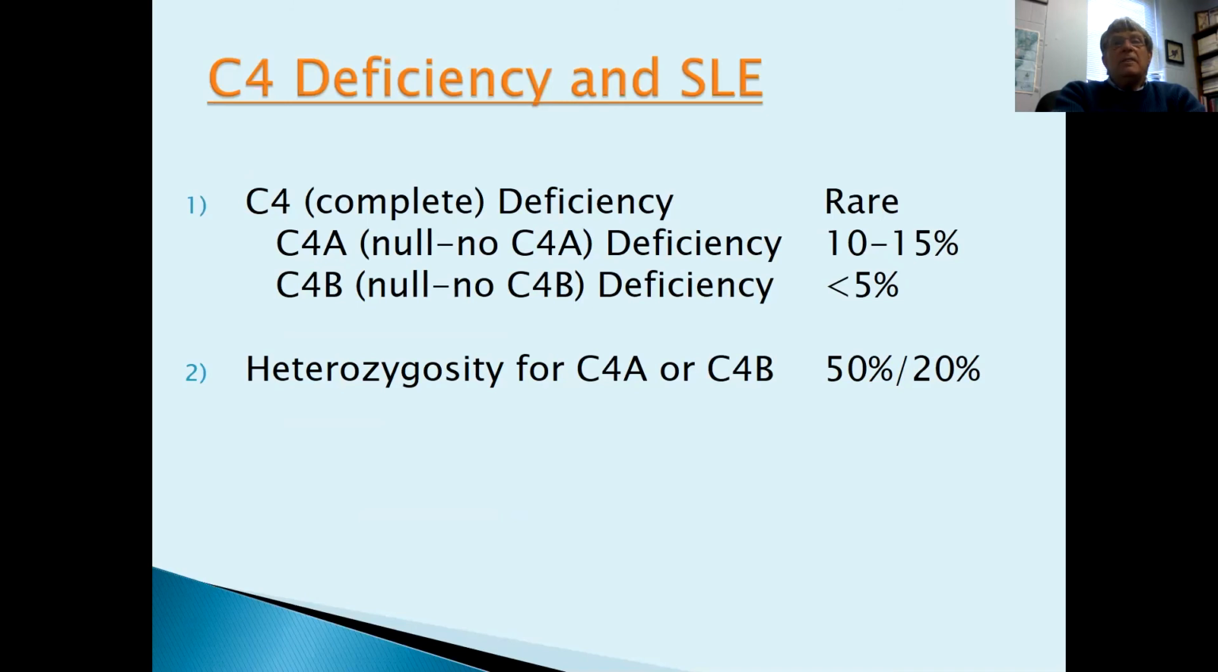C4 deficiency, if you measure allotypes, if you have complete deficiencies of C4A, it has a high incidence of developing lupus. C4B deficiencies have a more infectious etiology. Heterozygosity for C4A or C4B also leads to connective tissue disease, about 50% with C4A and 20% with C4B.